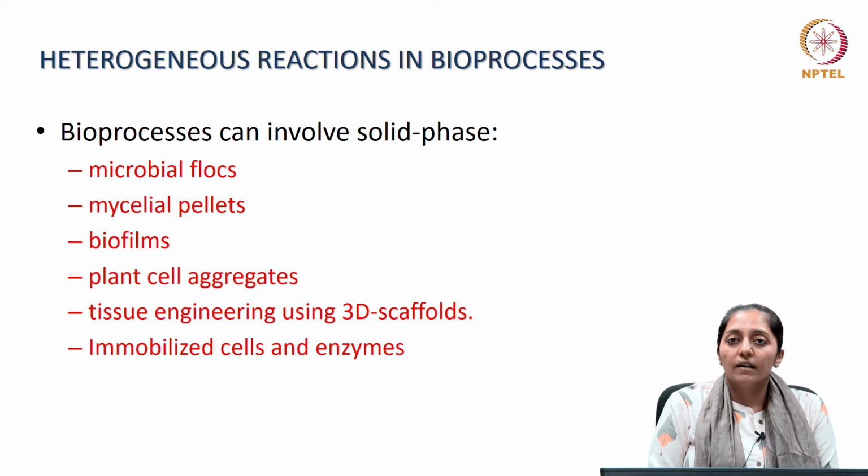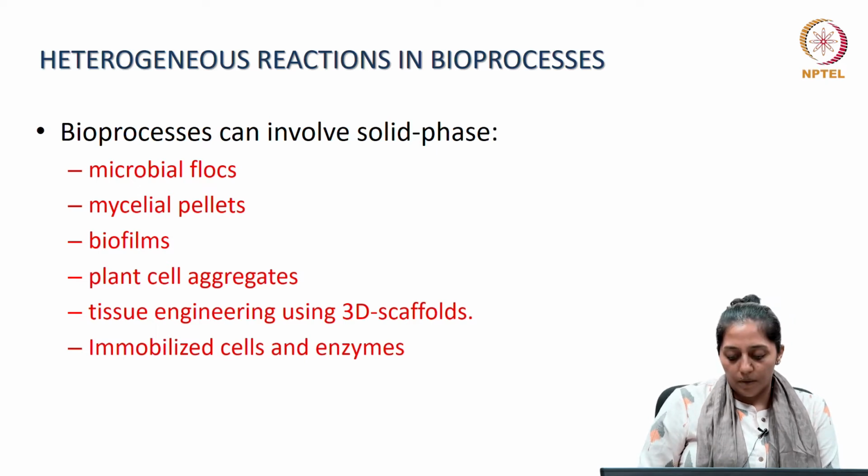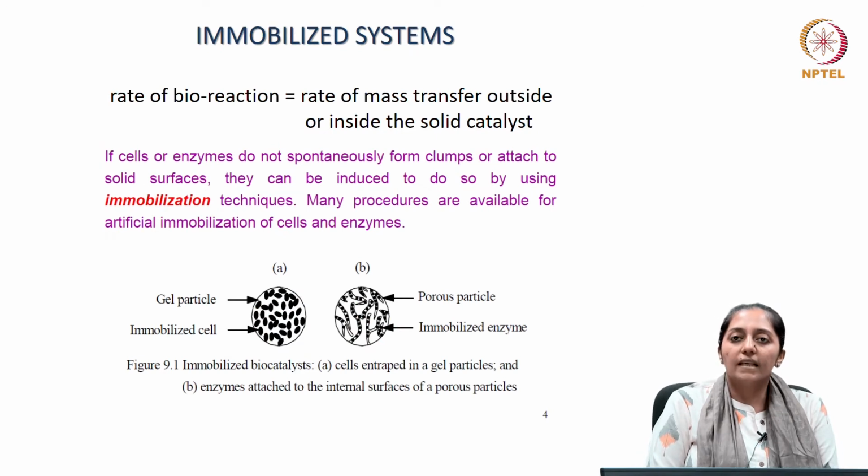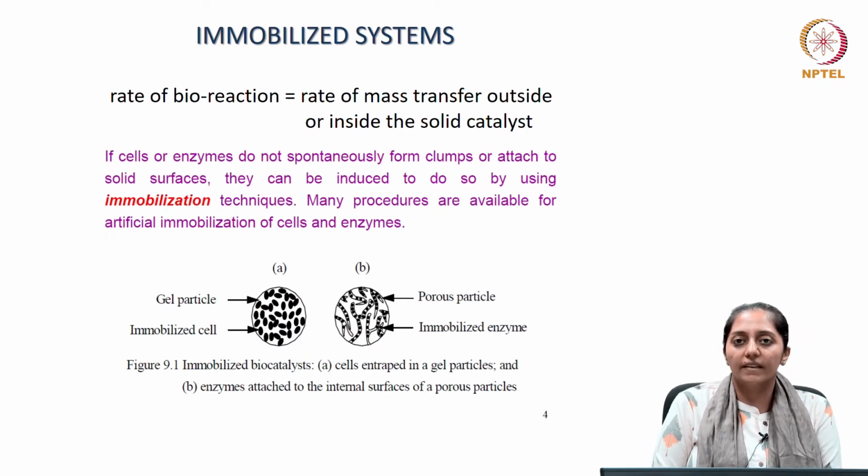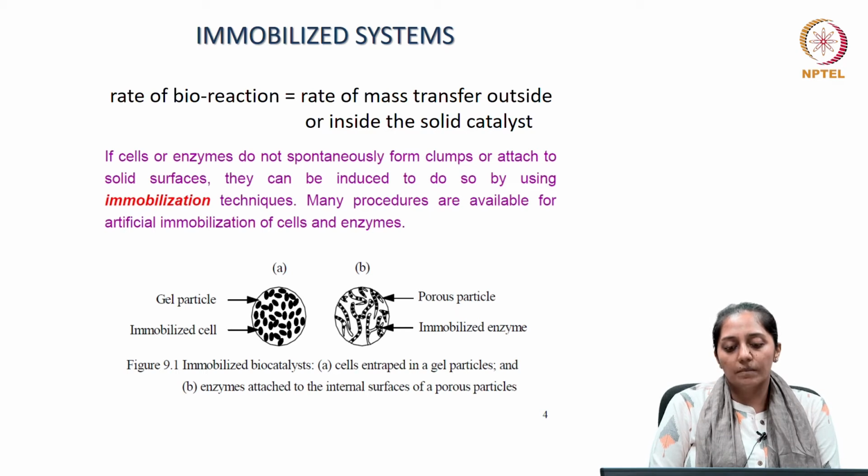Then tissue engineering on 3D scaffolds, where the tissue starts growing on a solid 3D structure, or immobilized systems like immobilized cells or immobilized enzymes, where heterogeneous reactions can happen. Now let us take an example of immobilized systems and try to characterize the mass transfer process in these immobilized structures. Now the rate of bioreaction, we know, in an immobilized system would be dependent on the rate of mass transfer outside or inside the solid catalyst for the substrate.